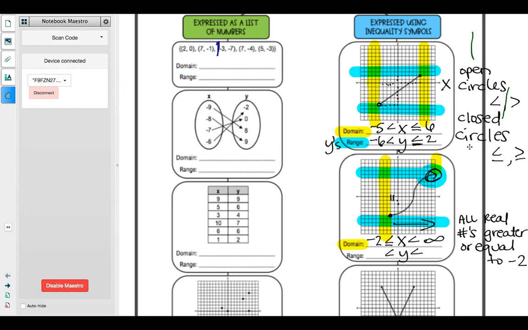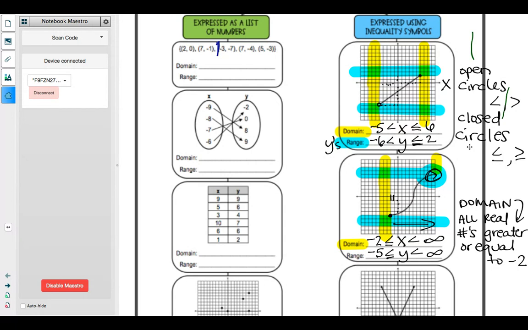So I've got 1, 2, 3, 4, 5. So it's at -5. It's a closed circle. So I'm going to put that line underneath. And then just like we did for domain, it's going to go on forever. So I put that infinity sign. So this one was domain.